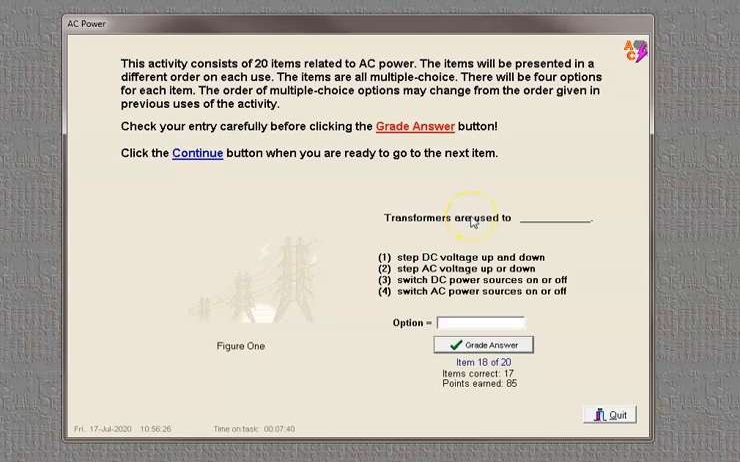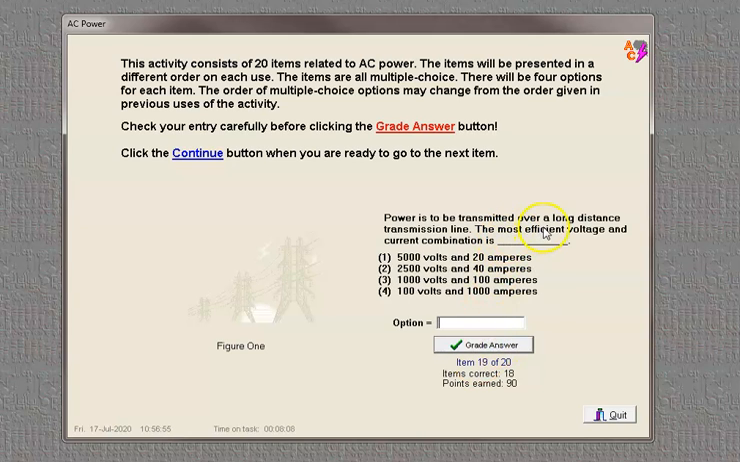Transformers are used to increase and decrease a voltage. So step AC voltage up or down. Transformers don't work with DC because transformers are really just inductors, and inductors look pretty much like short circuits for DC, so they're not going to do anything. Only AC provides reactance and allows that transforming function to occur. So we will pick number 2.